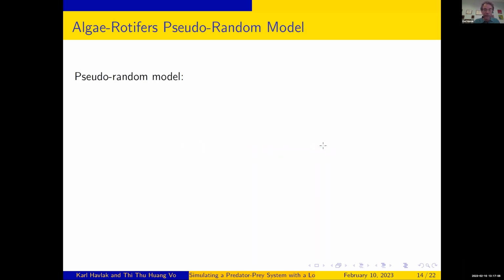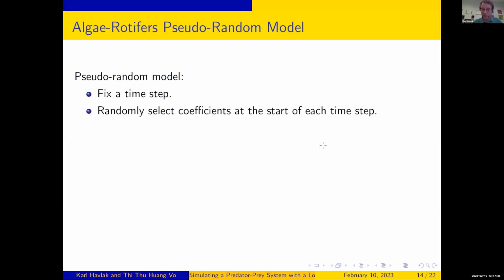So we call it a pseudo-random model because it's not totally random. I mean, it is in a sense that we're picking random coefficients, but what we're doing is we fix a time step. The data was actually every 4 days, but we tried different time steps of every day, every 10 days, 20 days, just different ways to see if we were going to be able to capture the dynamics. And then what we did was we randomly selected the coefficients at each time step. So on day 0, day 4, day 8, or whatever time step we'd set.